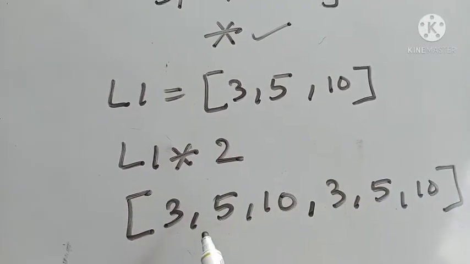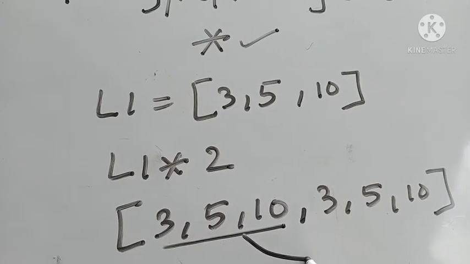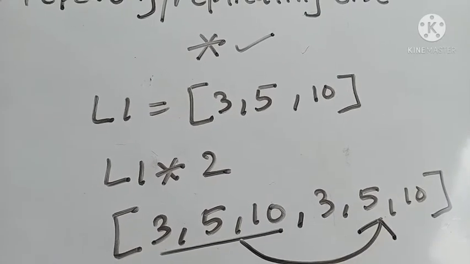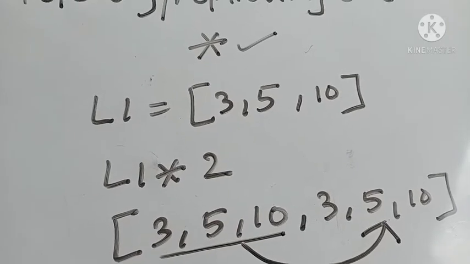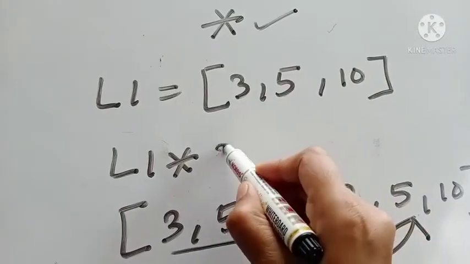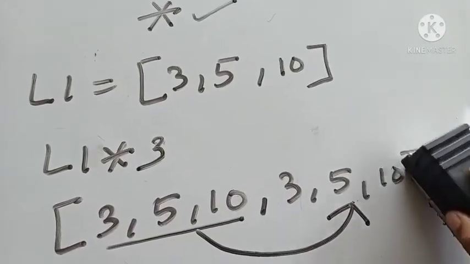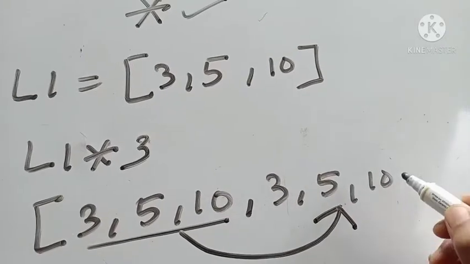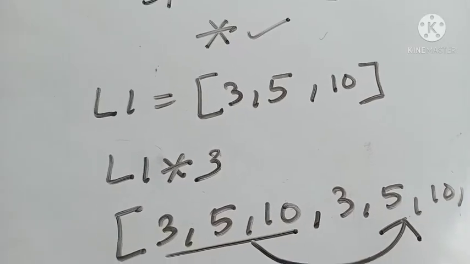So the answer for this will be nothing but this, the original list, right? In that the same thing will be again kept, right? Like this. When, instead of 2, you are doing 3, what will happen there? Yeah, it will be replicating for 3 times. 3 5 10.